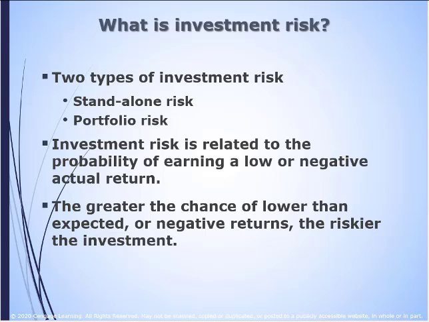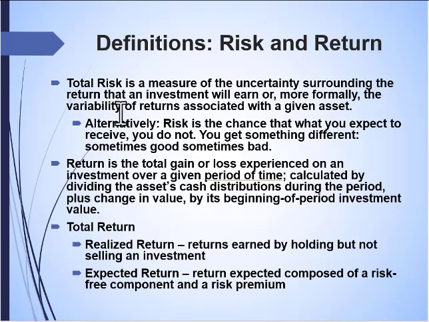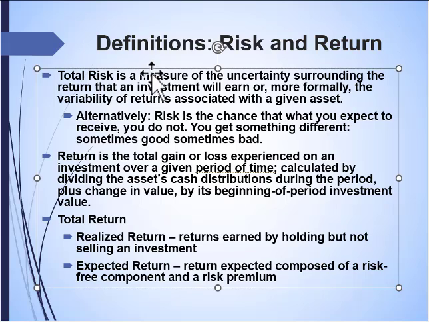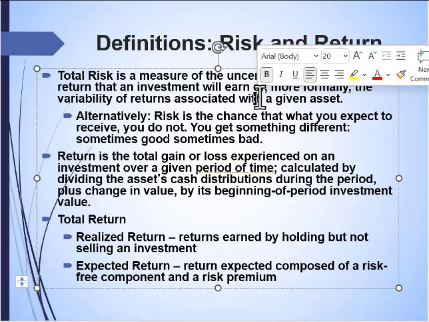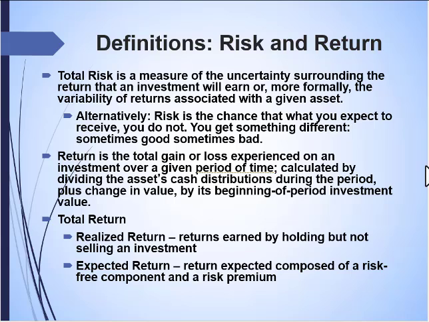Obviously, investment risk is related to probabilities of earning low or negative actual returns. That's what's referred to as investment risk. When we think about risk in general, though, a better definition is the chance that something that you expect to happen doesn't happen. Again, it's the chance that what you expect to receive, you do not. You get something different. Sometimes that could be something good, and sometimes that could be something bad. But in general, when you look at total risk, we're looking at a measure of uncertainty, right?